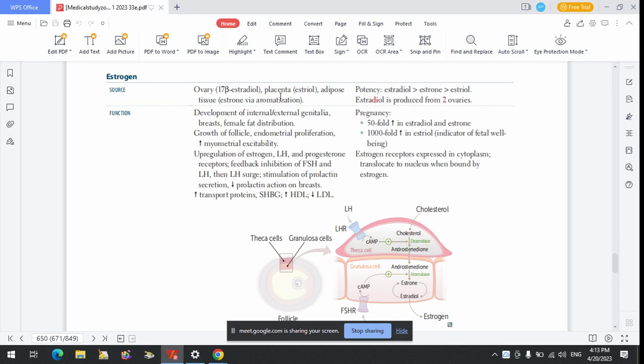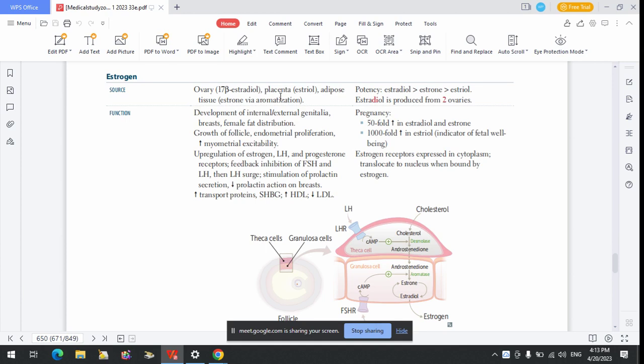And you remember that I mentioned that estrogen is important in the development of the internal and external genitalia in females. That is development of the internal genitalia, including the fallopian tube, the uterus, the cervix, and the upper vagina, and also the external genitalia, which includes the vulva, the glands, clitoris, and the other structures.